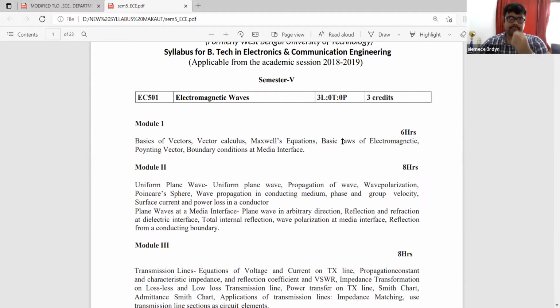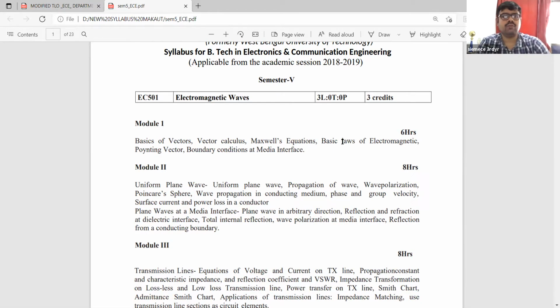obviously, this is electromagnetic waves. So, it is a 3 credit subject. And for this 3 credit subject, we are finding out the content of the syllabus. Content of the syllabus means what will be the different modules that are prescribed by the university.